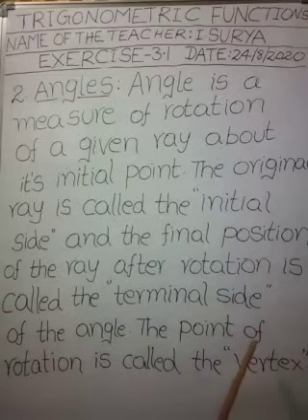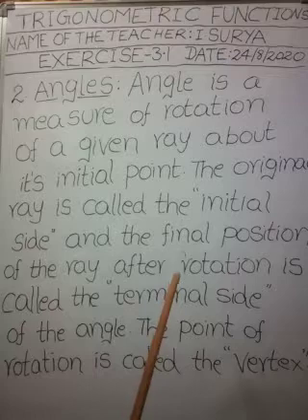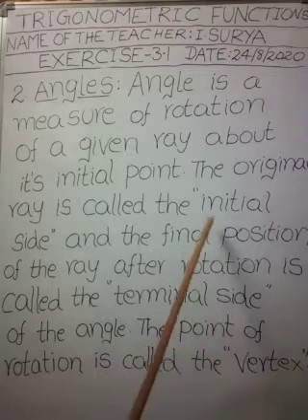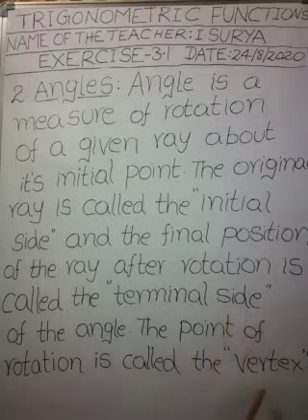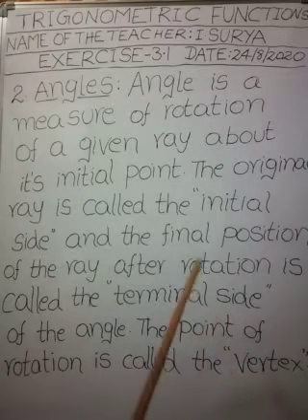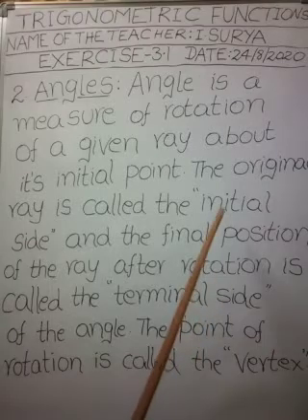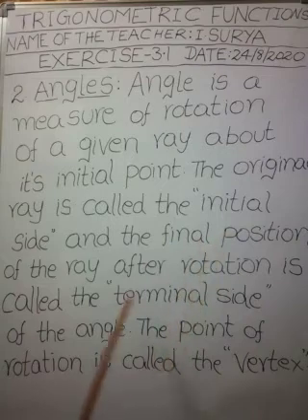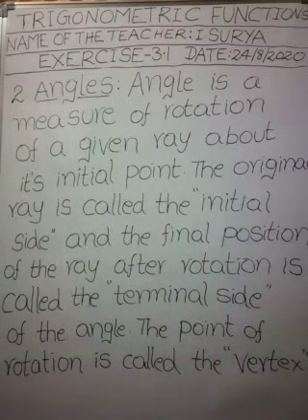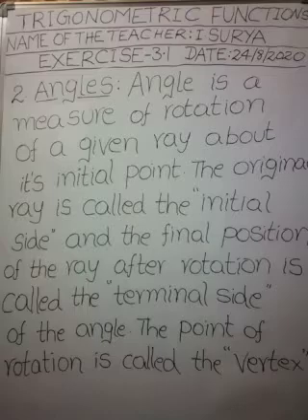There are three parts in an angle. What are the three parts? Initial side, terminal side, and vertex. Understood the points, my children? What is called initial side and what is called terminal side and what is called vertex. Okay, my children? Right.